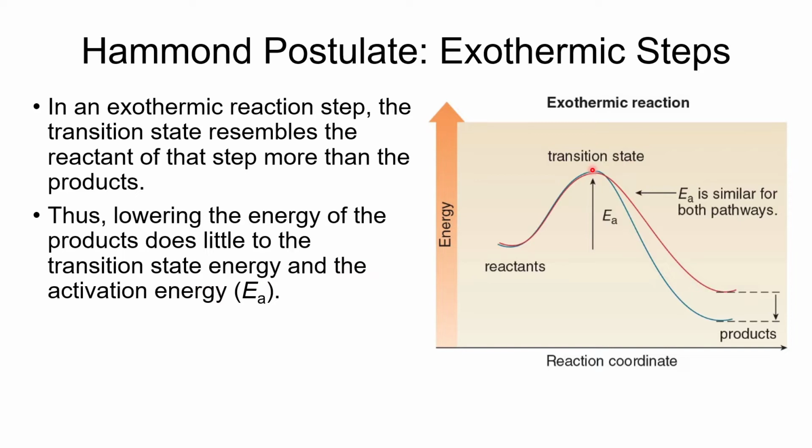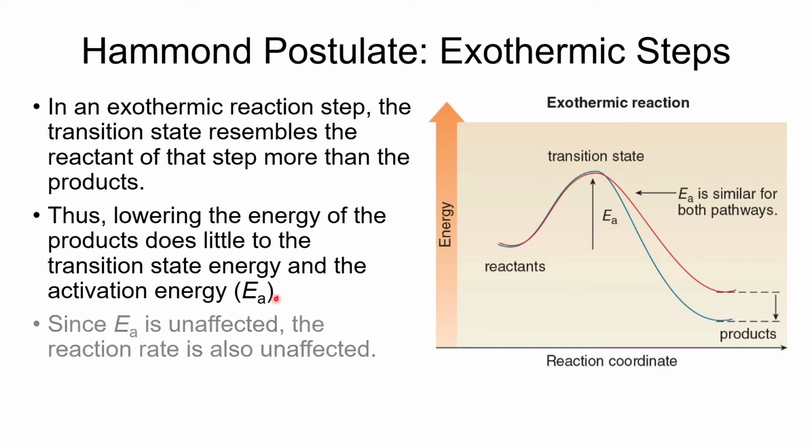So anything that stabilizes the reactants would help to stabilize our transition state, but that's not really what we're going for here. So if we decrease the energy of those products, it does little to that transition state, little to the activation energy, and therefore the reaction rates are largely unaffected. So if you want to lower the energy of the products to speed up a reaction, it helps if your rate determining step is endothermic. And that's exactly what happens with an SN1 reaction.